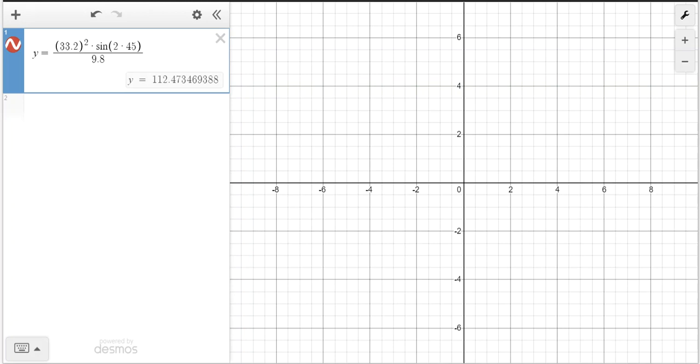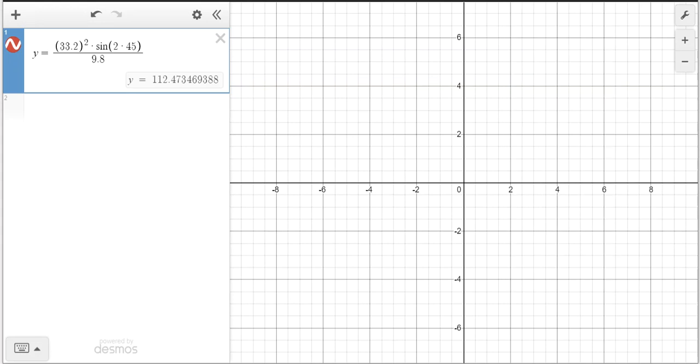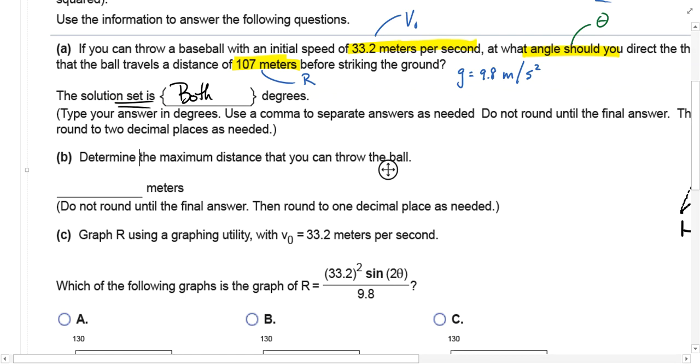And I just had to double check something here. The calculator was in radians mode a second ago, so I switched that over to degrees, and we can now see that the maximum distance is going to be 112.47 meters. Now, you may be wondering, we're supposed to round to 1 decimal point, so why did I end up using a graphing calculator here?